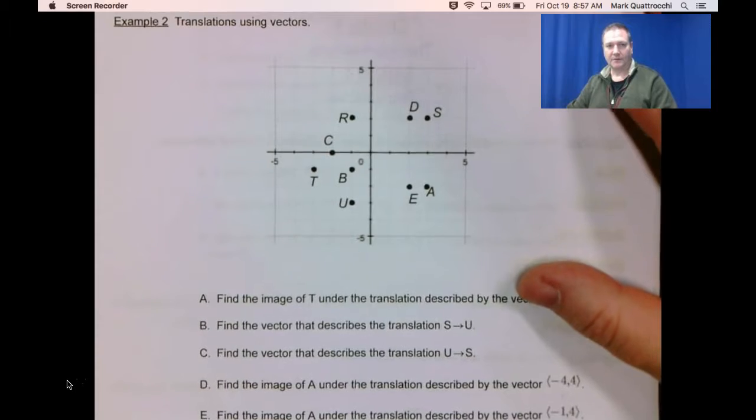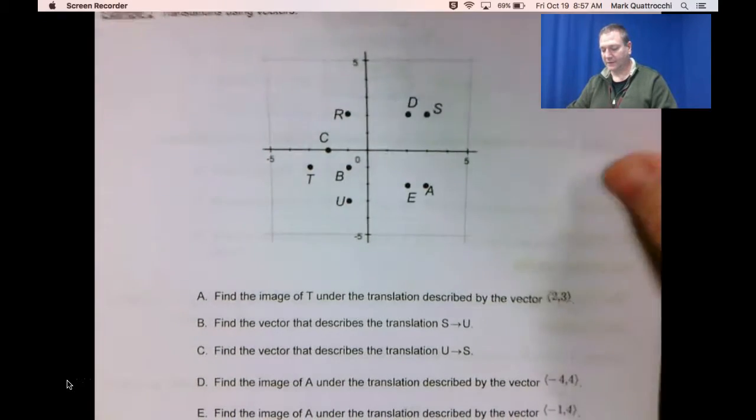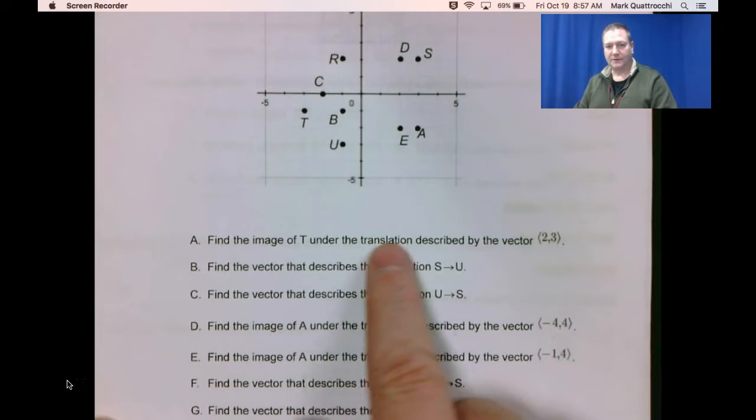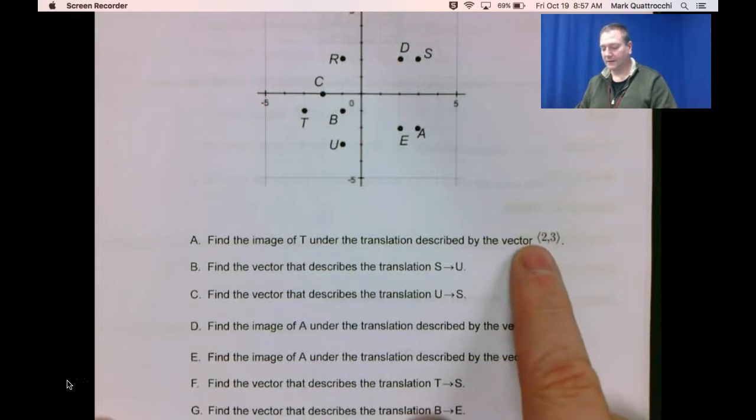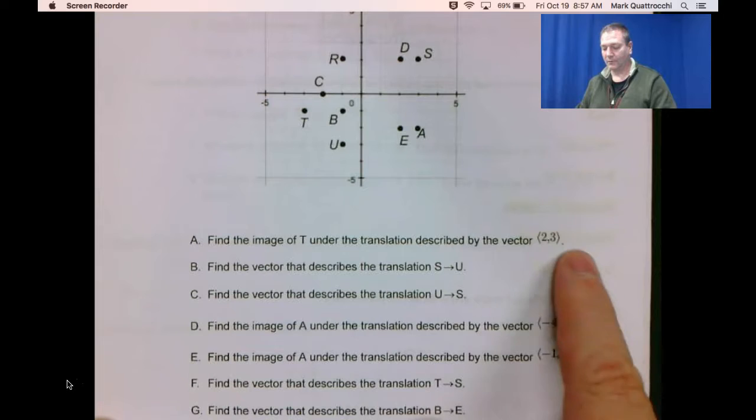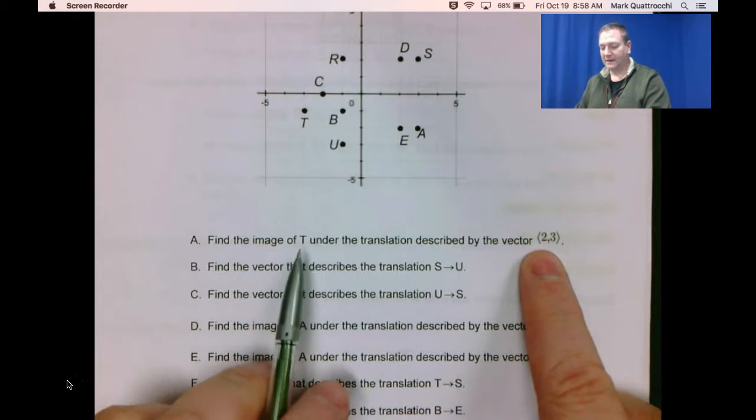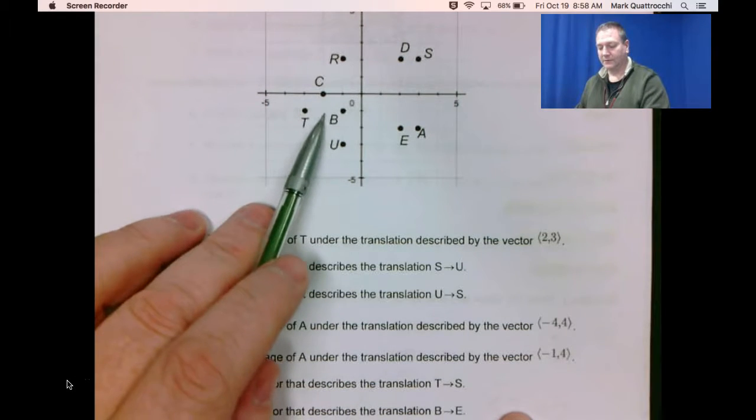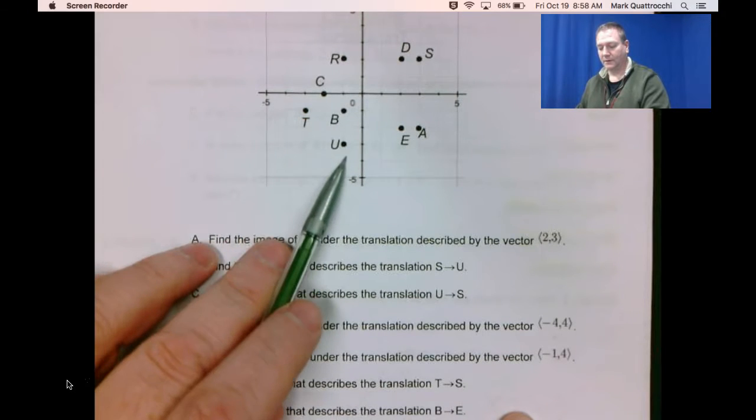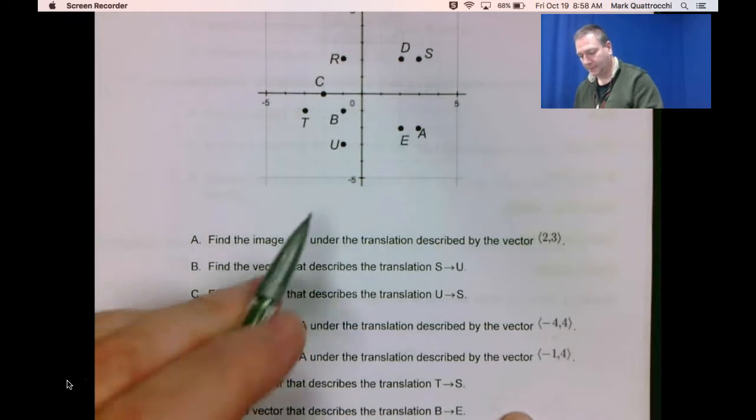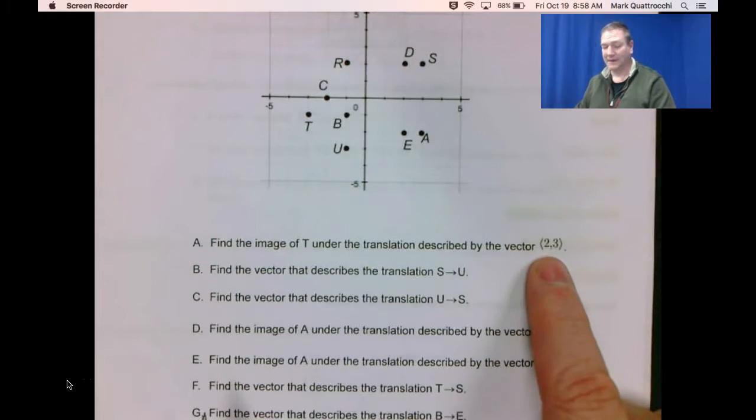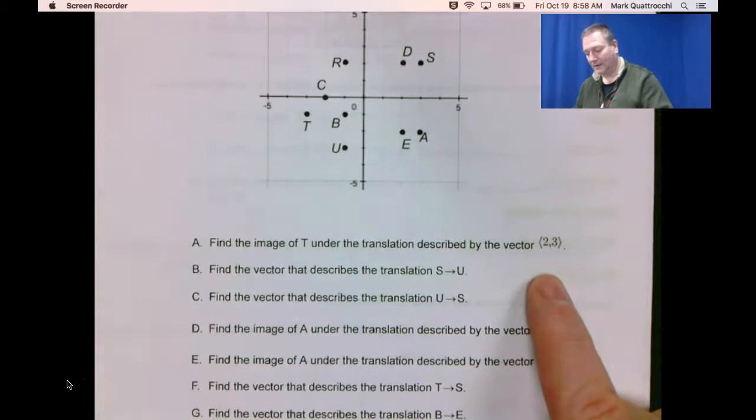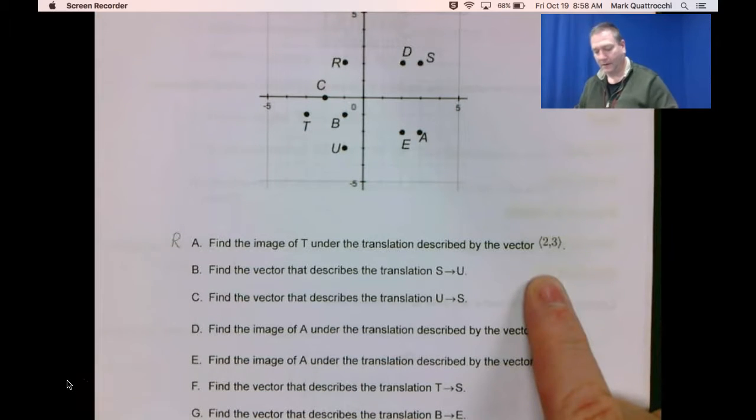Example 2, translations using vectors. We're going to answer all of these questions using this diagram. Find the image of T under the translation described by the vector <2, 3>. So again, we know it's a vector because it says vector, but also because of the angle brackets. This indicates that we're going from T, 2 spaces to the right and 3 spaces up, positive. So here we are at T. We go 2 spaces to the right and 1, 2, 3 spaces up, and we end up at point R.